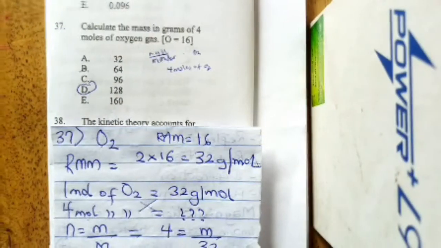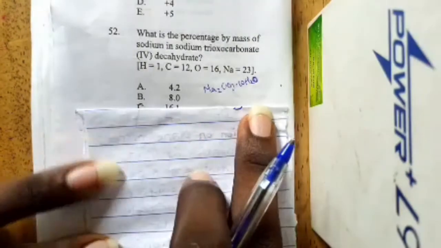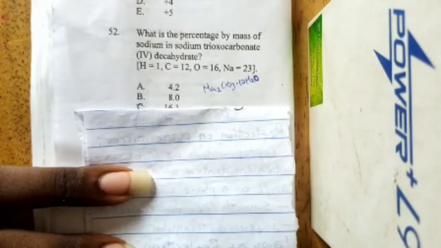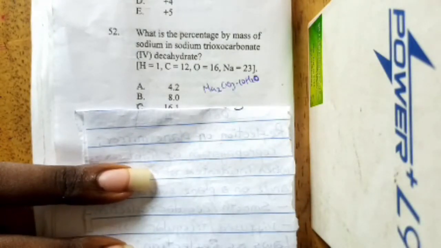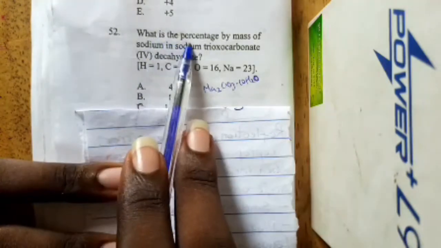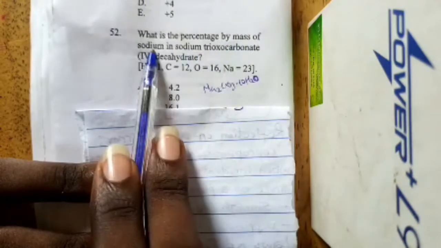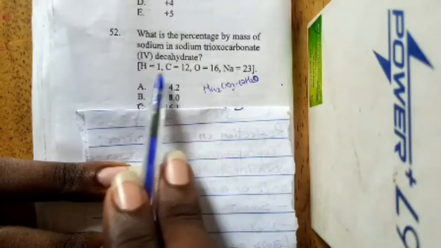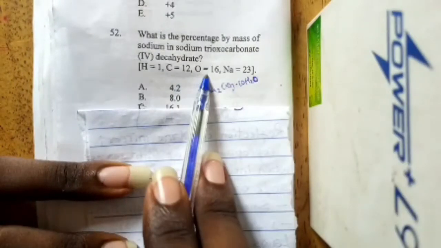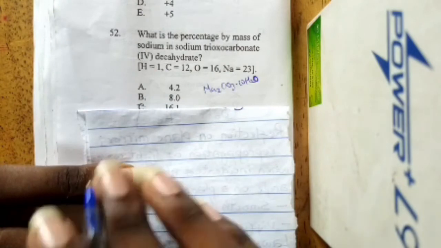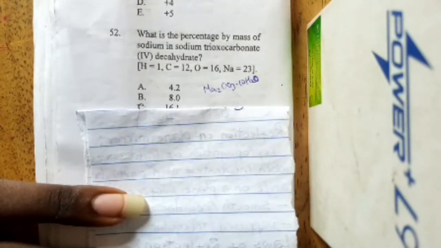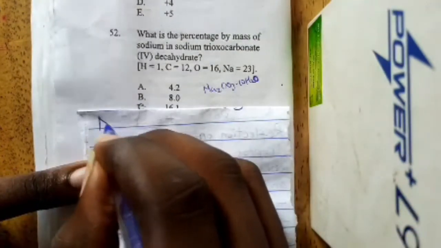So I have another question here. I'm still on stoichiometry because we are dealing with volume, mass, number of moles relationships. So here we said, what is the percentage by mass of sodium in sodium trioxocarbonate IV decahydrate? We are given the relative atomic masses of the elements. And what is the percentage by mass of sodium in that compound?